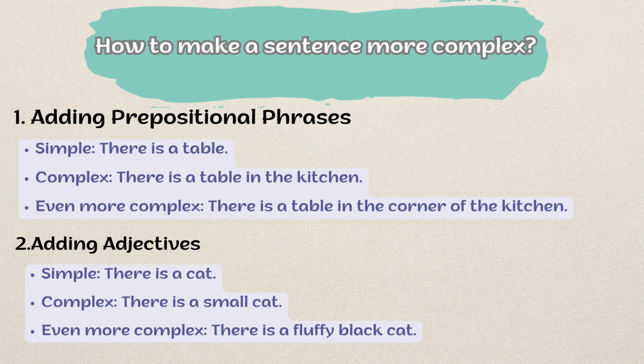The second thing that you can do, adding different adjectives. Compare. Simple version. There is a cat. Complex. There is a small cat. And even more complex, there is a fluffy black cat. Instead of fluffy, it can be any adjective. Here, of course, everything depends on your vocabulary, how rich it is. That's why it is necessary to learn new words all the time.